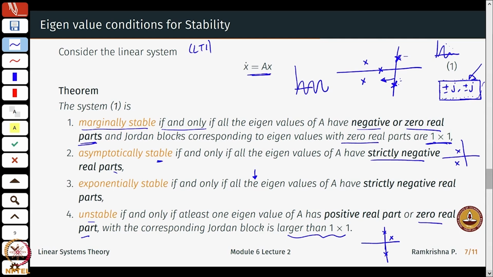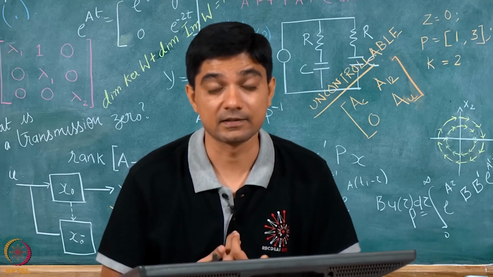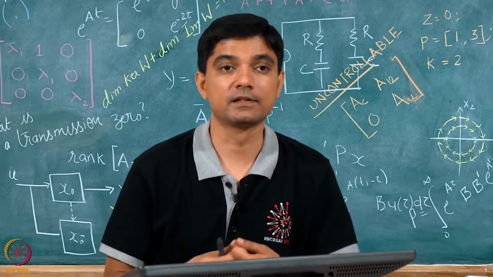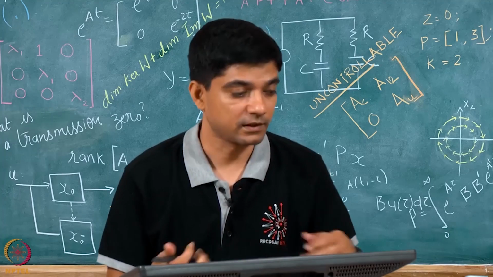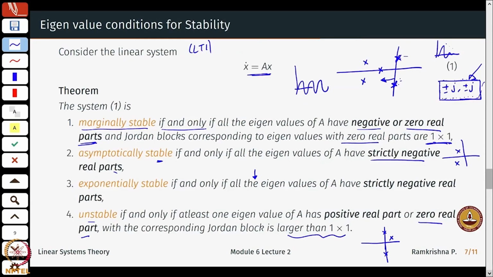What we will prove are not things related to unstable systems. I will just prove conditions related to stability. So, let us first begin by showing that for LTI systems, asymptotic stability is equal to exponential stability.